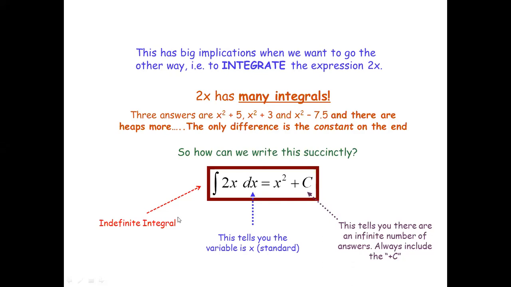So this is what we call the indefinite integral, and this is what you have been studying the entire midterm, how to evaluate the indefinite integral. The C tells you that this could be any constant. So it could take the place of the 5, the 3, and the negative 7.5. That way, the 2x which you have integrated would be equivalent to all of these functions.